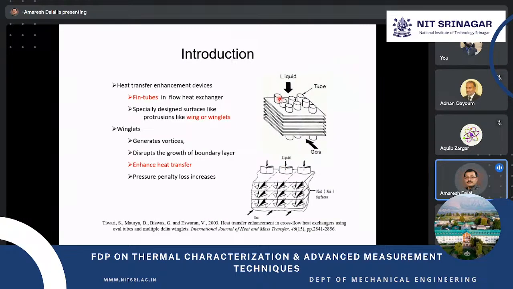So you can see that one way we are enhancing the heat transfer is by using finned tubes, and another way is by using winglets. Winglets are used to generate longitudinal vortices, which disrupt the growth of the boundary layer, because otherwise the boundary layer will form and there will be low heat transfer. As there is a breakage in the boundary layer, we can enhance the heat transfer. But using this, one way you have to pay a penalty, that is pressure loss. Because the protrusions obstruct the flow, it will increase the pressure drop.